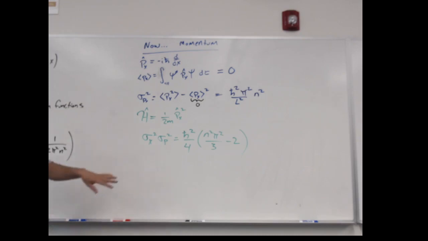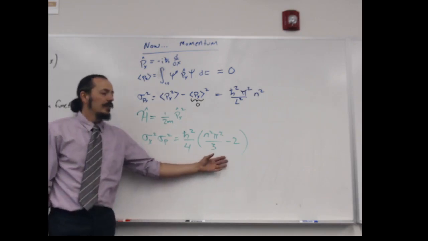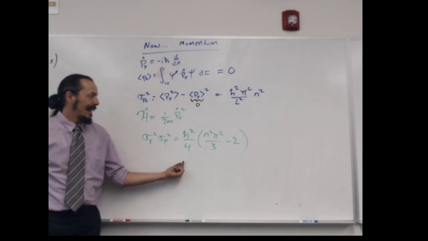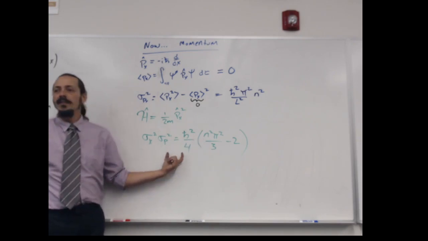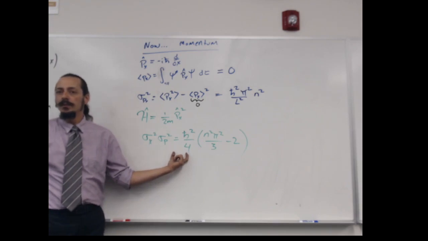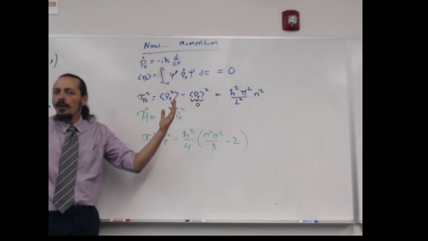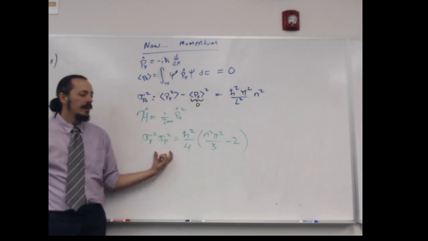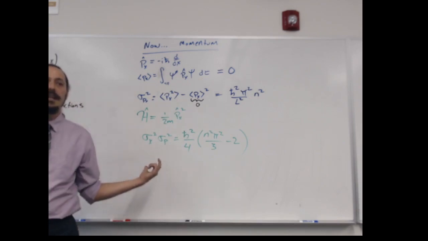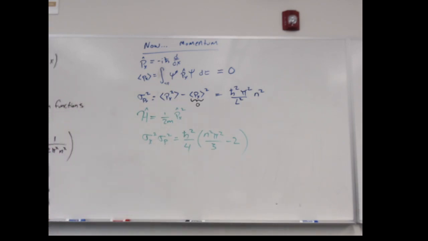And what this tells us is there's a minimum uncertainty. As n gets to the smallest possible value, this doesn't go to 0. As n gets really, really large, sure, it gets really big. But as n goes to the smallest possible value, n equals 1, this uncertainty of position and momentum is not 0. This is Heisenberg's uncertainty principle. Well, one version of it.